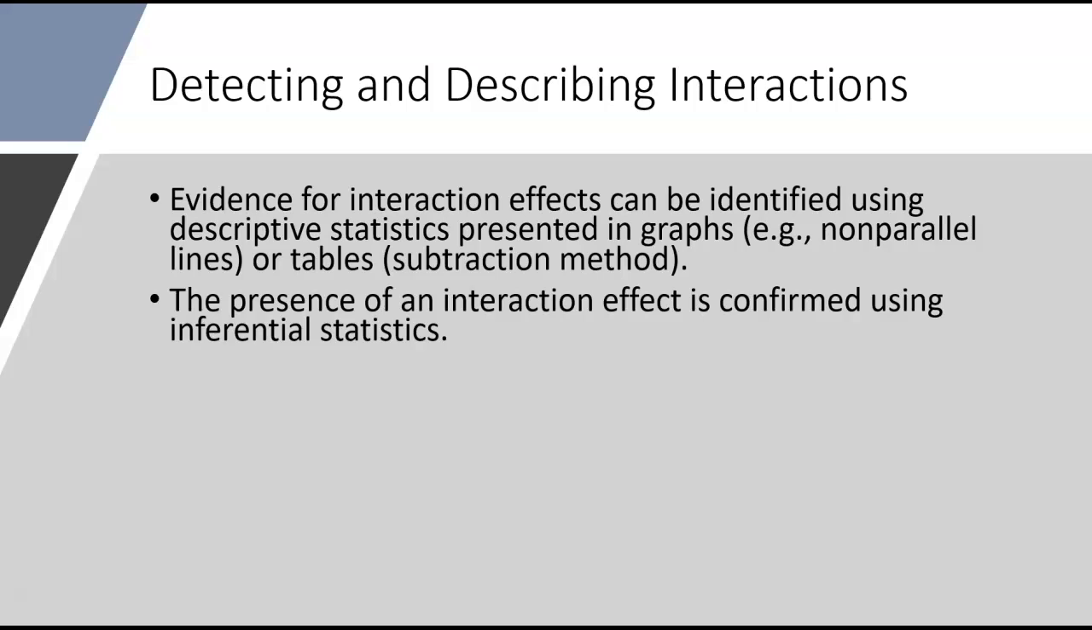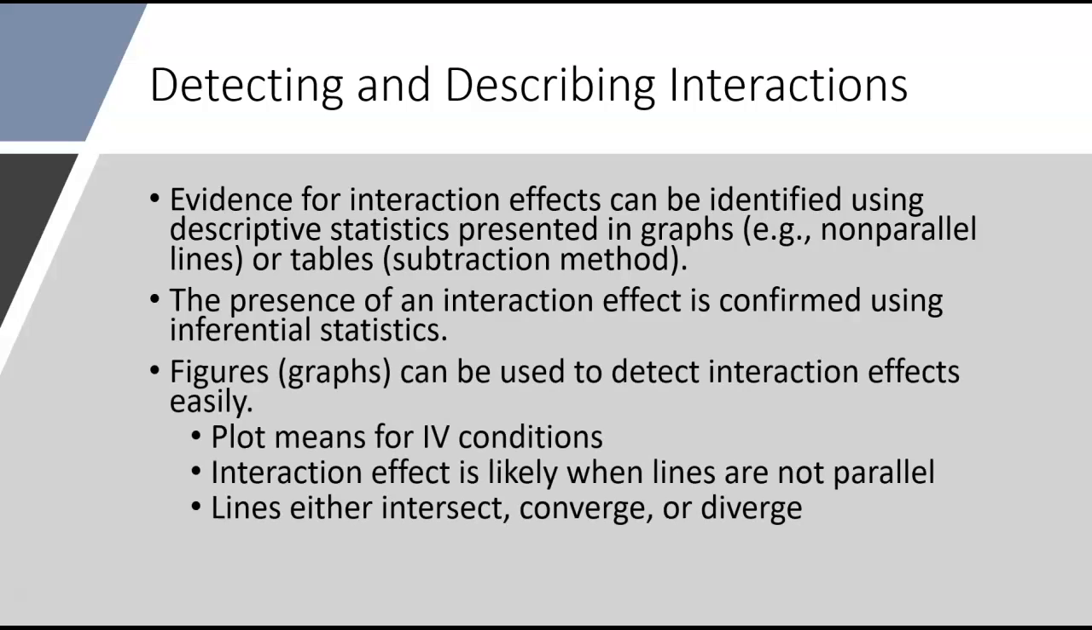So interaction effects, then you have to confirm them. You can visualize them in graphical form, again, most often in the form of a line graph. Then you have to use some inferential statistics to test whether what you're seeing is significant and worth exploring further. So graphs and figures can be used to identify potential interaction effects, or you can look at the tables and look at the means and imagine. But I like to use line graphs where you plot the means for the independent variable conditions, and you can look at it and say, okay, the lines aren't parallel. That means that an interaction is likely.